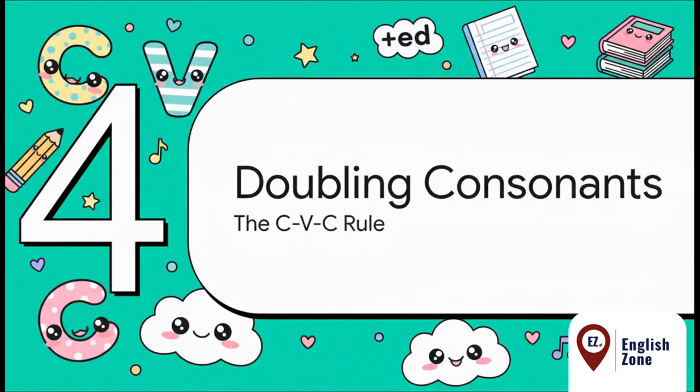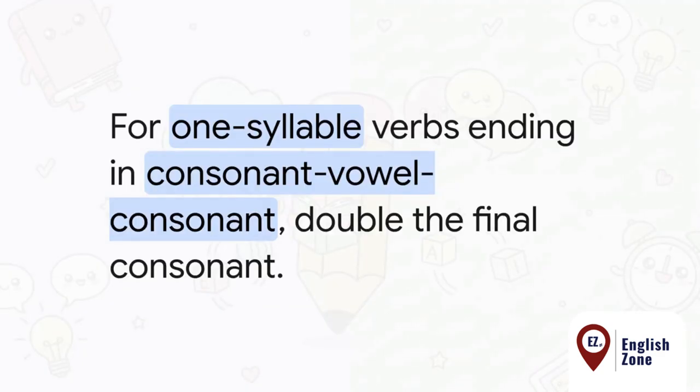All right, on to our final spelling challenge. When in the world do we double that last letter before adding ed? Well, once again, there's a clear pattern to follow. It's often called the CVC rule. Now, this might sound a little technical, but the idea is actually super simple. If you've got a short, one-syllable verb and it ends with the pattern of a single consonant, then a single vowel, then a single consonant, that's when you double that final consonant.